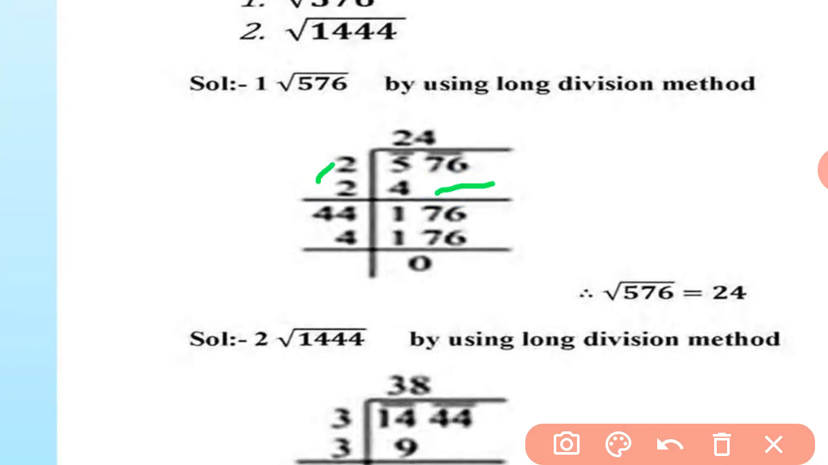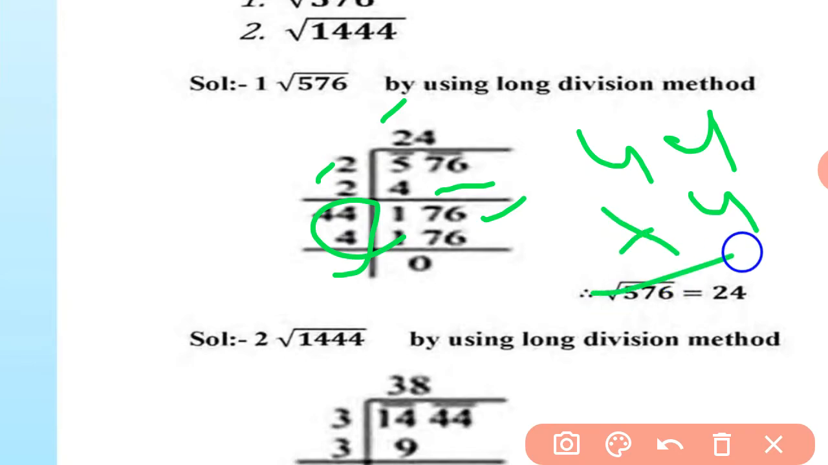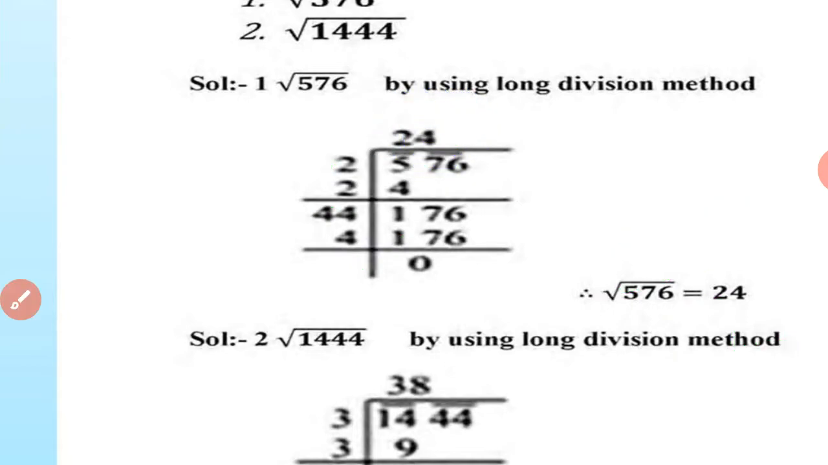So we can write 2 into 2 will be 4. So 5 minus 4 will be 1. So we will write here 76. Now 2 plus 2 will be 4. With 4 we will write 4 and multiply it by 4. So here is 4. We will write here 4, and when we multiply it by 4, it will be 176. That means here we will write 4. So how many times? It will be 24 times. So here 24 is the answer.